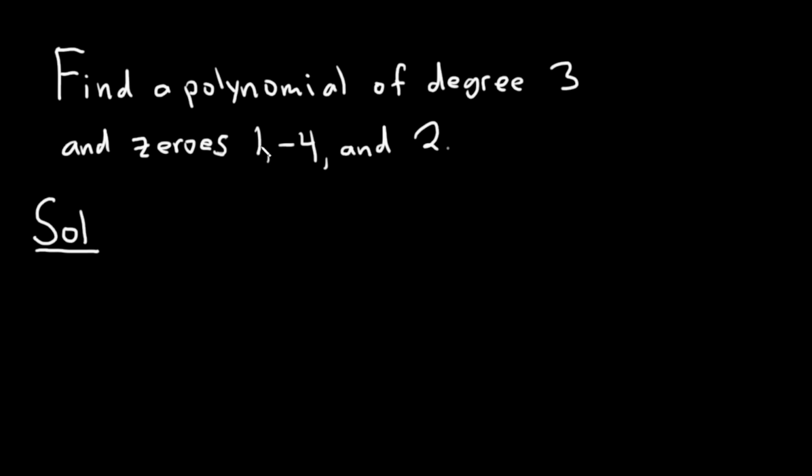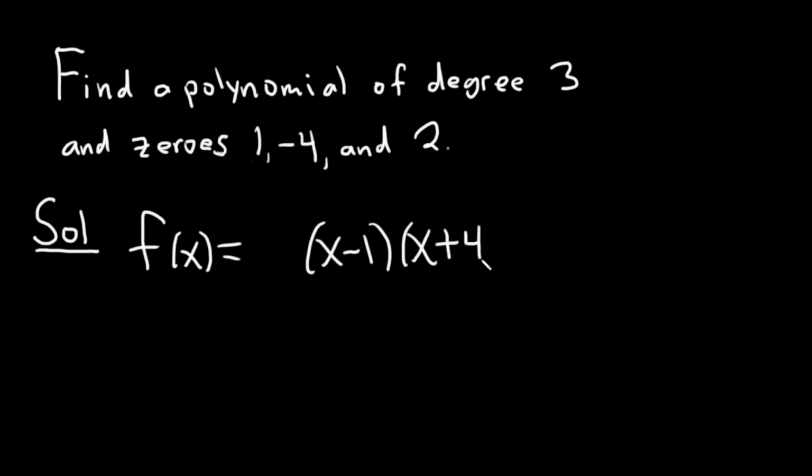So because 1 is a 0, we know that x minus 1 is a factor. Because negative 4 is a 0, we know that x plus 4, right? Because it's x minus negative 4, so x plus 4 is a factor. And because 2 is a 0, we know that x minus 2 is a factor. You can always do that. That always works. So we know our polynomial is going to look something like this. I'll call it f of x. It'll look something like this: x minus 1, x plus 4, x minus 2.